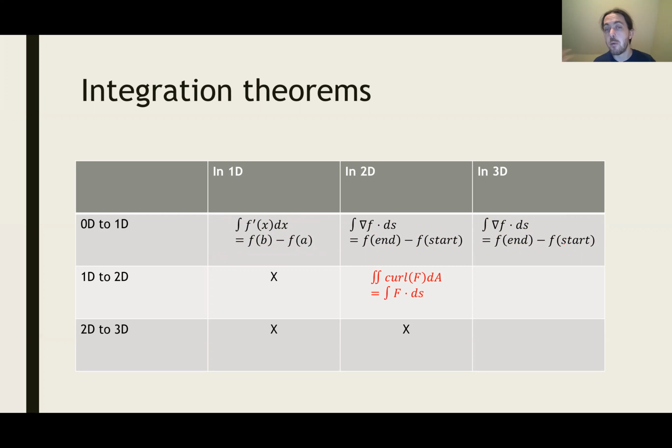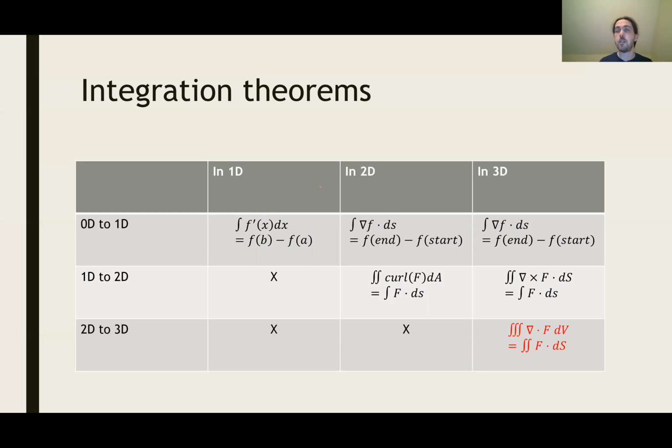For converting between 1D and 2D, inside two-dimensional space, we've got Green's theorem that says that the double integral of curl is the same as the single integral of our original vector field around the outside boundary. And in 3D, we've got Stokes's theorem, which says that the double integral of curl in 3D is the same as the line integral of our original vector field, again, around the outside boundary.